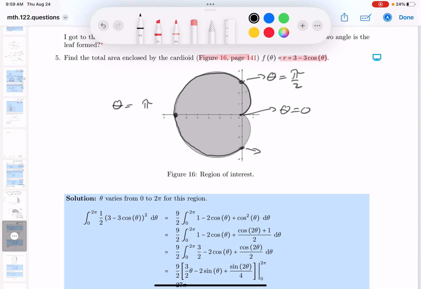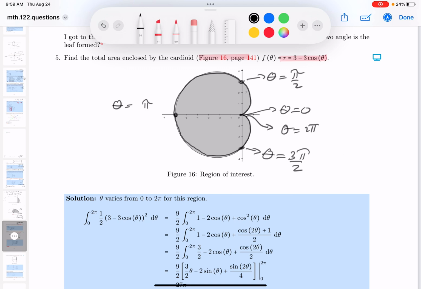Over here, what's the angle going to be? Theta equals 3 pi over 2. And what's the cosine of 3 pi over 2? Well, that's 0, and I just get 3, so it makes sense there too. And then it keeps going around, and eventually it repeats itself. It comes back to itself when theta equals 2 pi, and then it keeps repeating itself.